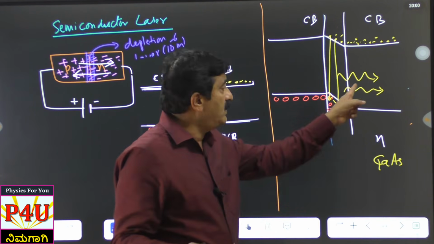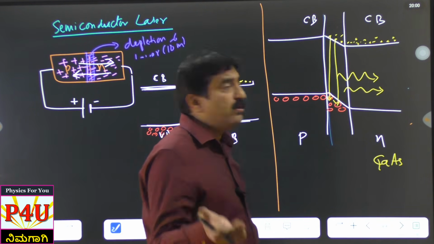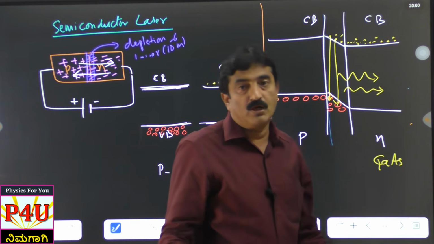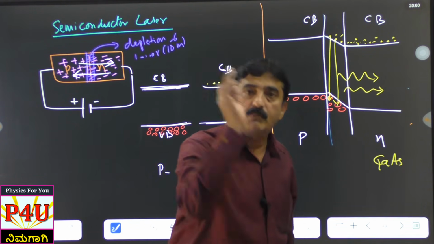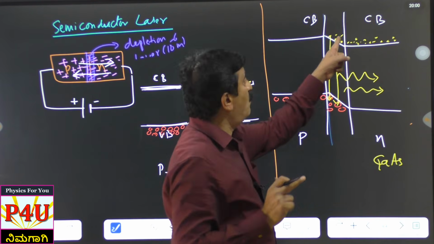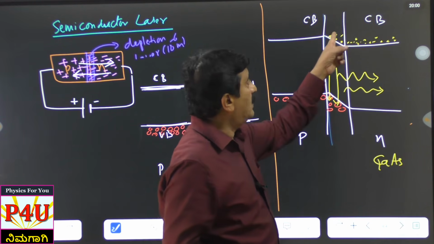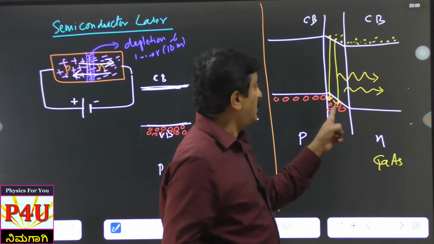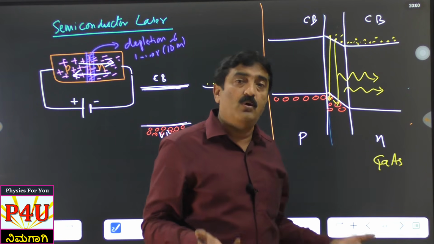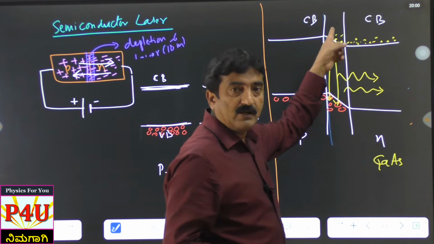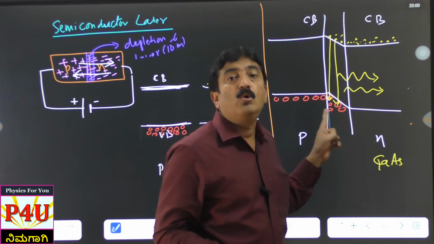But I don't want normal photons to be emitted. I don't want a small number of photons. I want more photons to be emitted. For more photons, I should have more electrons and more holes. So I want more photons, therefore I should have more electrons here and more holes here.